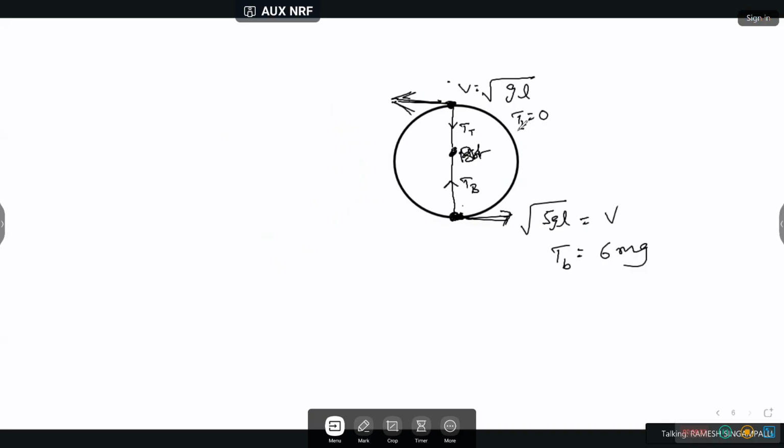Suppose the elongation of the wire when the mass is at the highest and lowest points. What they're asking us simply here is: what is the elongation at the bottom point, and what is the elongation at the topmost point? Okay, they're asking that.